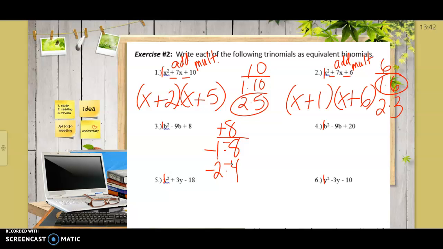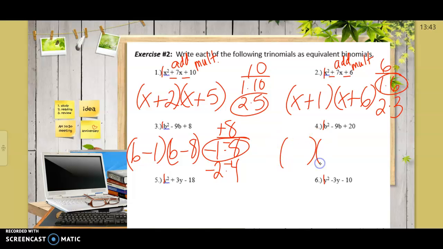So we get our binomials down. The letter doesn't matter. If it's b squared, it's still a couple of b's. But what is the pair that adds to -9? Okay, 1 and 8. So that's a -1 and a -8. Cruising right along here. Hopefully these are review.